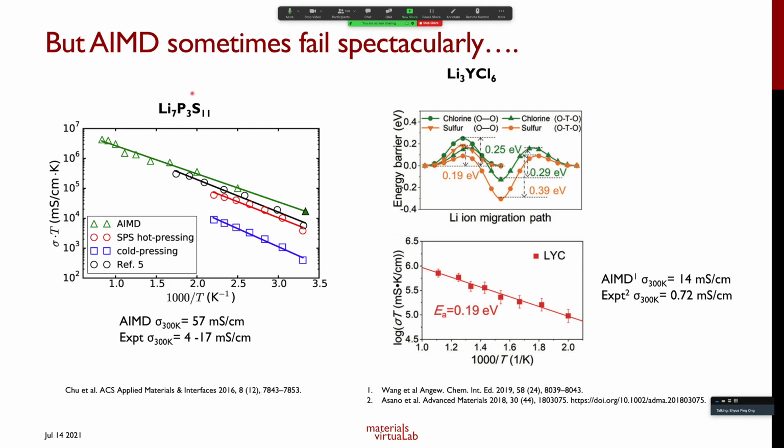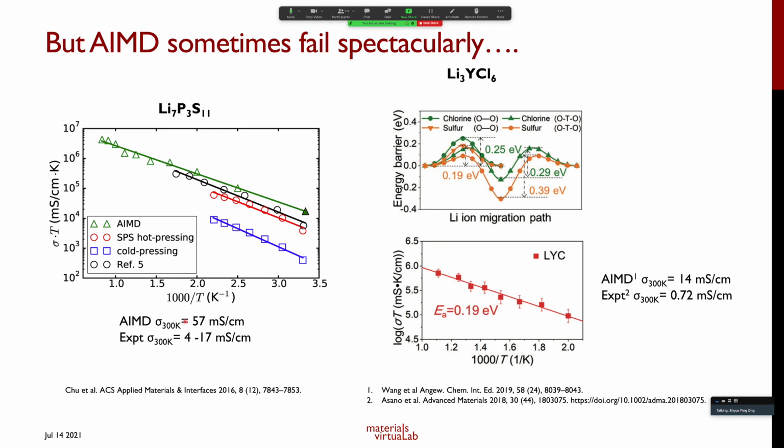So back in 2016, we decided to study this Li7P3S11 lithium superionic conductor. What you see in green here is basically the AIMD simulations, and what you see in red and blue and black are essentially experimental measurements, right? The red and blue are measurements by the group of Professor Shirley Meng, who we were collaborating with, and black was a value from the literature. What you notice immediately is that AIMD actually gets the conductivity of this wrong, right?